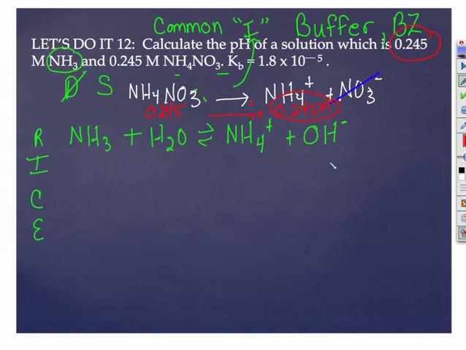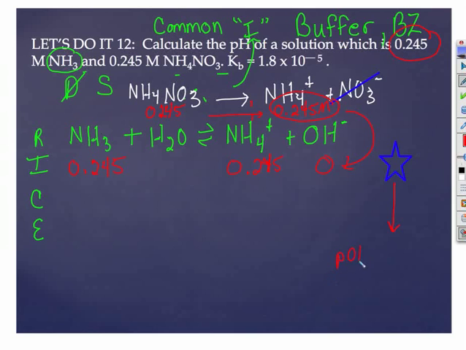Okay. Now, let's plug those in. Stoichiometries go into the initial of rice. So this is 0.245. This was given as 0.245. And some of you may realize at this stage, right away, that we're dealing with a buffer. And if we're dealing with a buffer, you don't have to fill out rice. You can hop right into Henderson-Hasselbach.